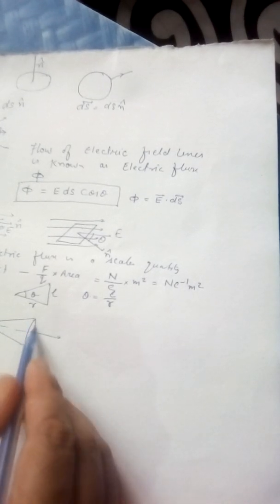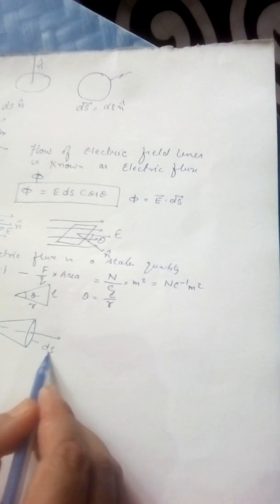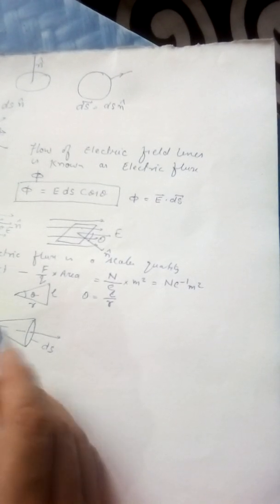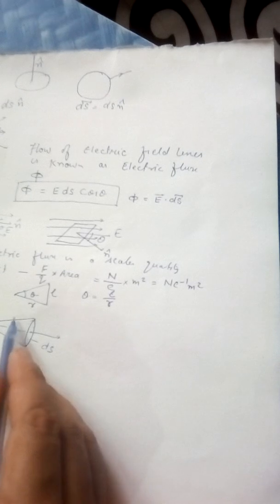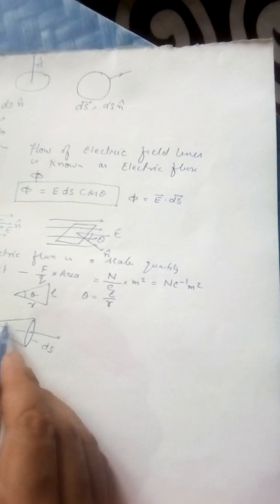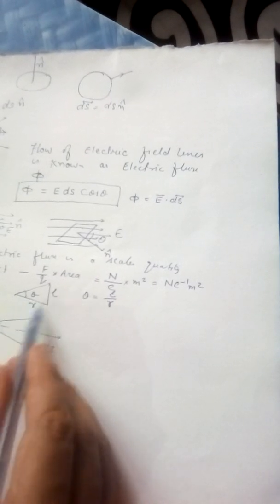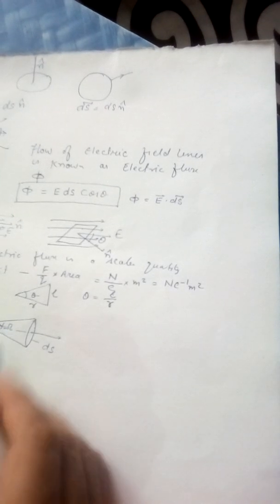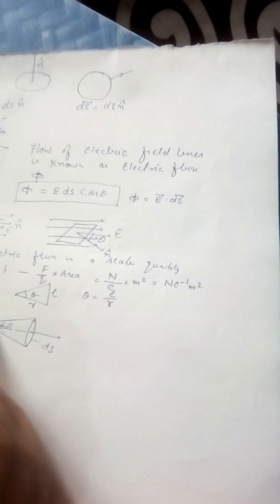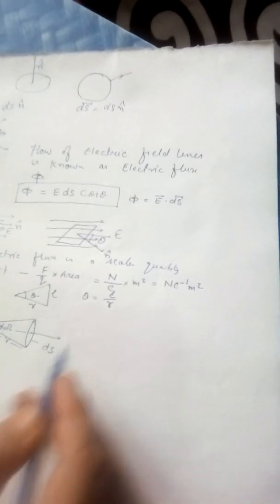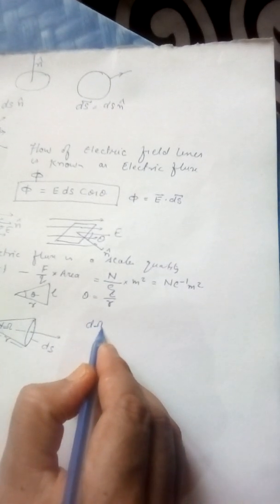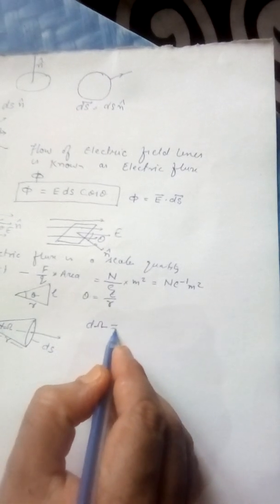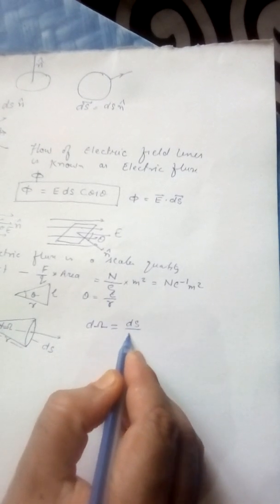So this surface area ds is subtending an angle here, and this angle is actually enclosed by a surface, not by a plane. It is enclosed by a surface. That is known as solid angle. Suppose this distance is r. So solid angle is denoted by this letter d phi, and it is ds by r square.